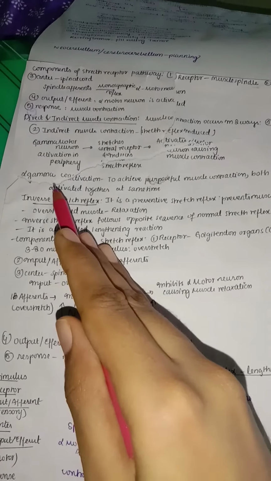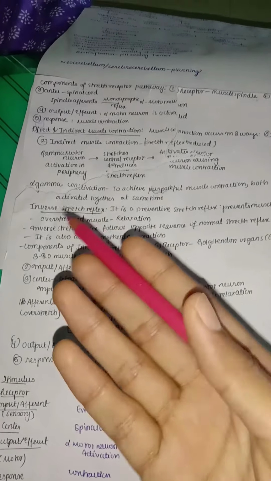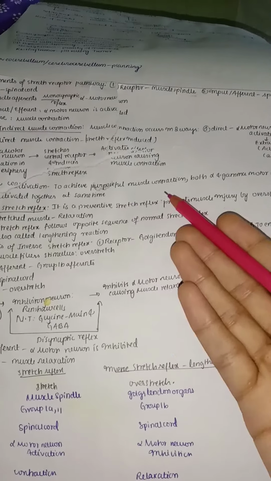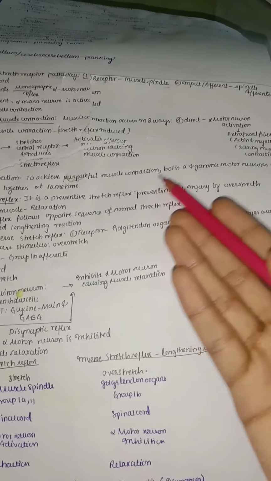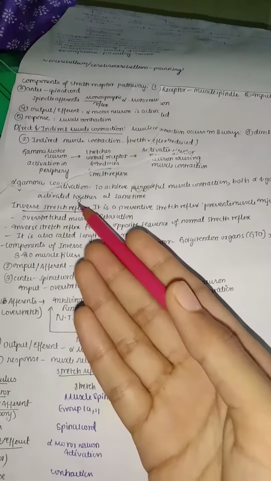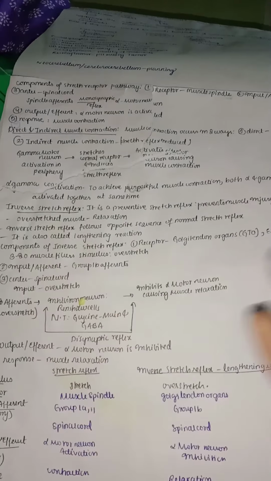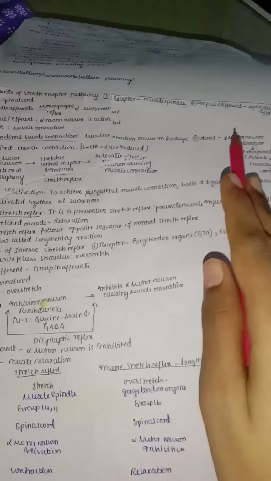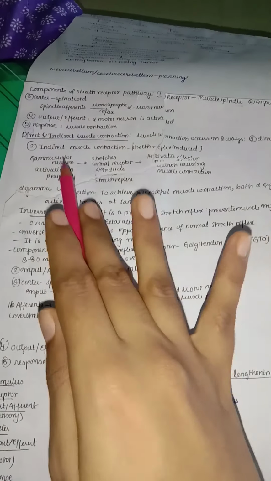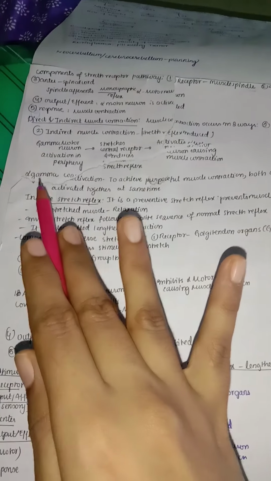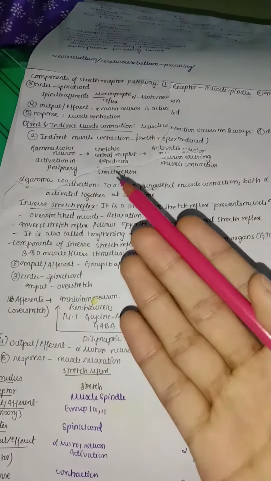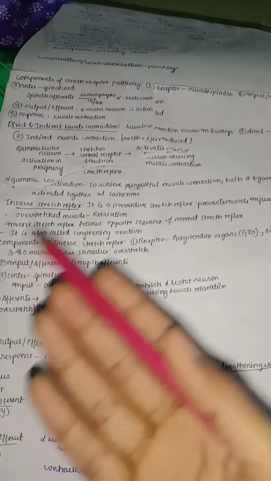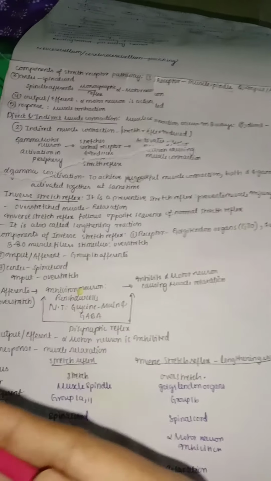And the alpha gamma co-activation. So what is this? At the same time, both alpha and gamma can be co-activated to achieve a purposeful muscle contraction. Both the alpha and gamma motor neurons are activated together at the same time. So sometimes this may also take place, alpha and gamma both together. So till now we have seen the direct pathway, where alpha is directly activated. In the indirect pathway, the gamma is activated, and also we have another pathway where alpha and gamma both are activated together, that is called co-activation. This is mainly to achieve the purposeful muscle contraction at the same time.